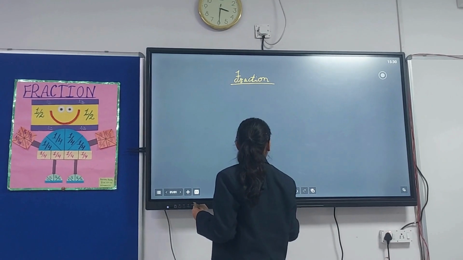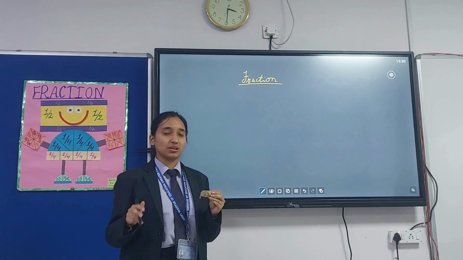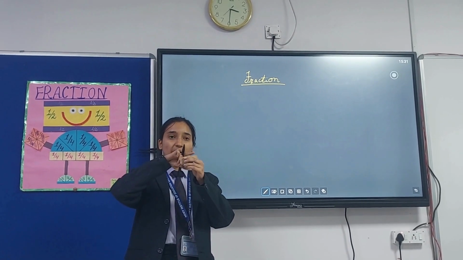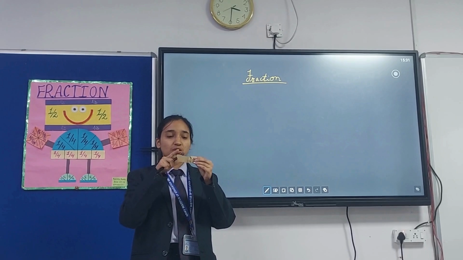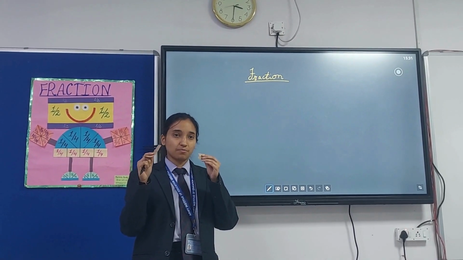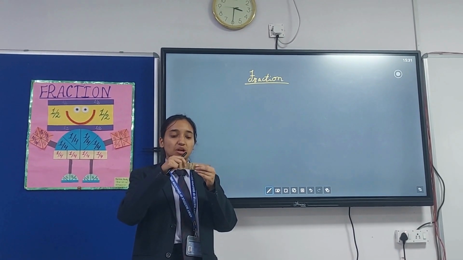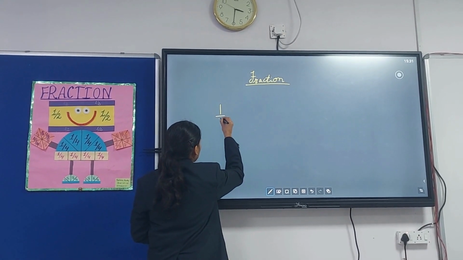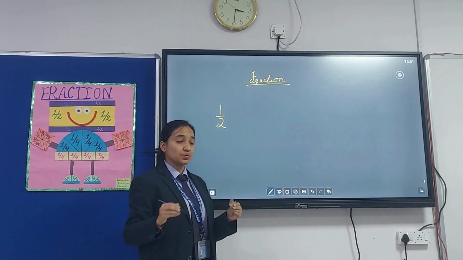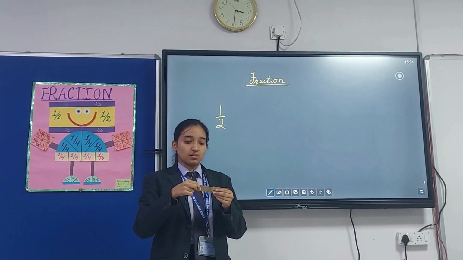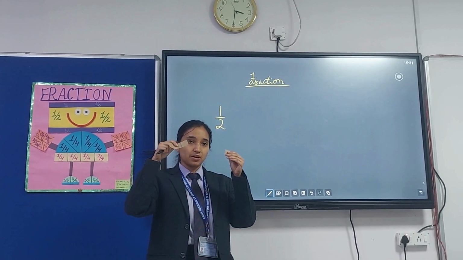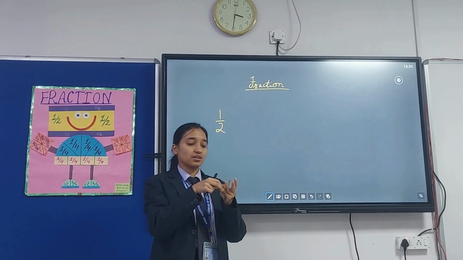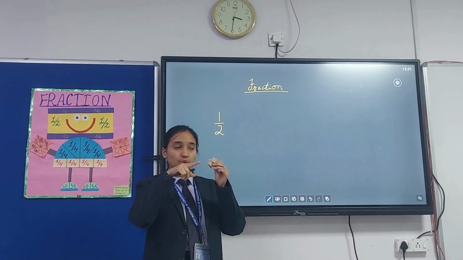Now, fraction, what does the fraction mean? Fraction means part of whole. This is a part of whole. So, as I have divided this paper into two equal parts, it will be written as 1 by 2. Why 1 by 2? Because I have two pieces of paper. I have left only one piece. So, it will be written as 1 by 2.